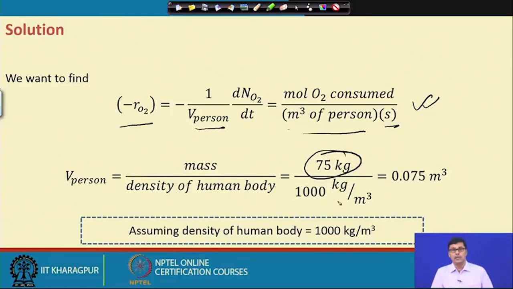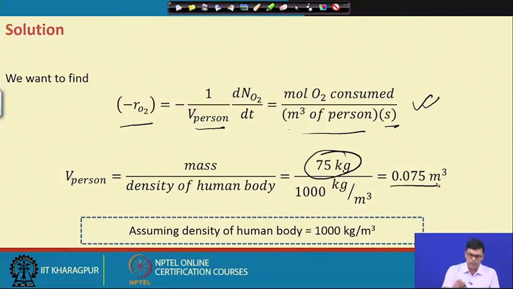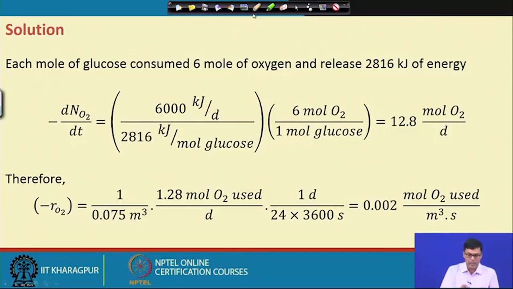We know the human body contains mostly water. So if we assume the density of the human body is close to water, that is 1000 kg per cubic meter, then if we divide by that, we get the volume of the person, which we can easily calculate. Then, the person is consuming 6000 kilojoules per day of energy, and this is the heat content of glucose. If we divide by that, we can find how much glucose is required for this much energy.